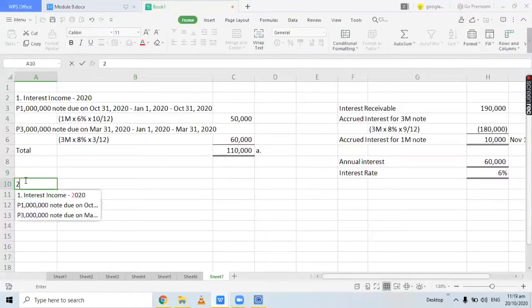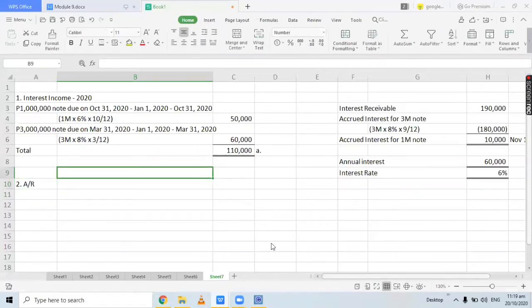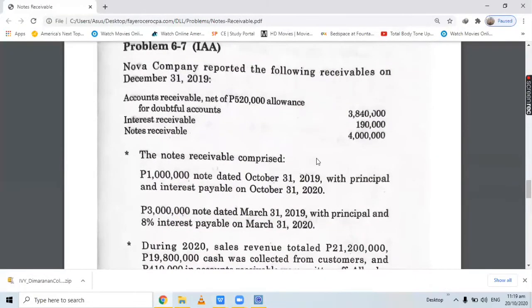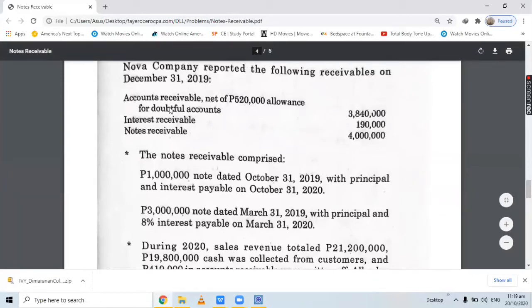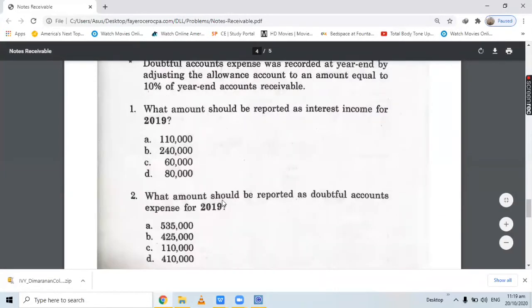For number 2, requirement. So this is related to accounts receivable. So as a review on the accounts receivable topic, we have here the balance on 2019 accounts receivable. Ang question kasi here is what amount should be reported as doubtful accounts expense for 2020 dito. This is a correction. For 2020.